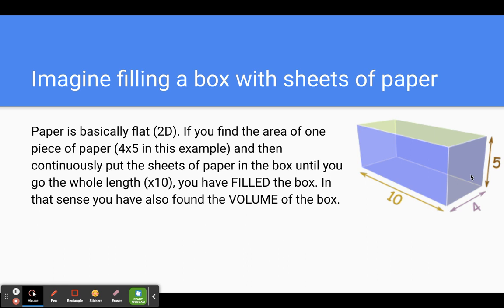Now, if we continued filling in the paper this way, this way, this way, all the way back, you can continuously put the sheets of paper in the box until you get the whole length, 10, whatever that unit of measurement is. You have now filled the box with a bunch of rectangles that have an area of 4 by 5, right? And that's how you can find the volume of a prism, right? It's just finding the area of your face and then multiplying it times how far back it goes. In that sense, you have found the volume of this box.